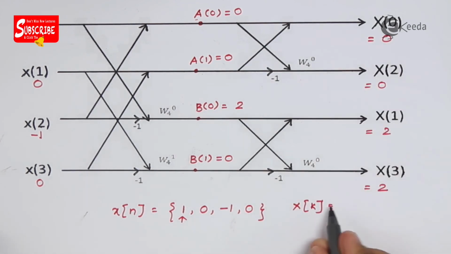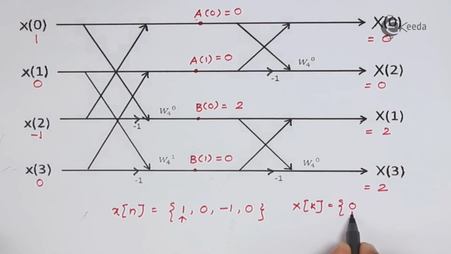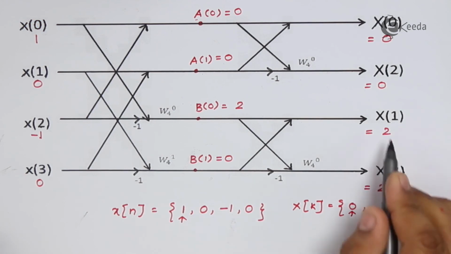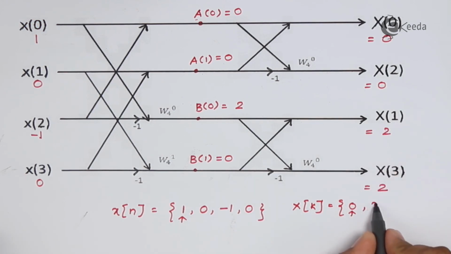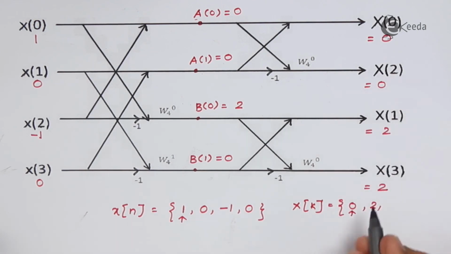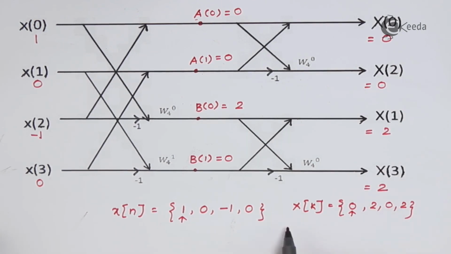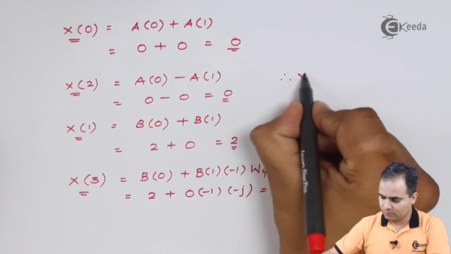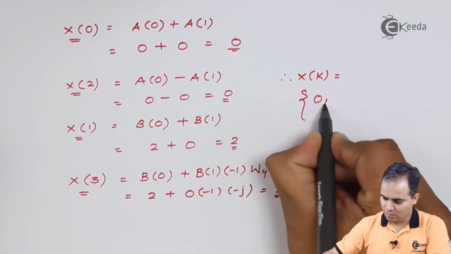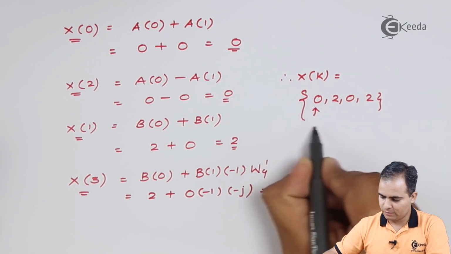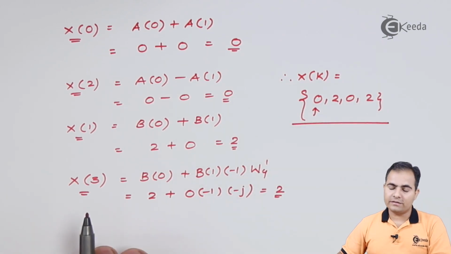Now we will write the x of k sequence. My origin sample value is 0, so I'll mark one arrow perfectly below to that. X of 1 value is 2, x of 2 value is 0, and x of 3 value is again 2. So this is my x of k. And this is our result.